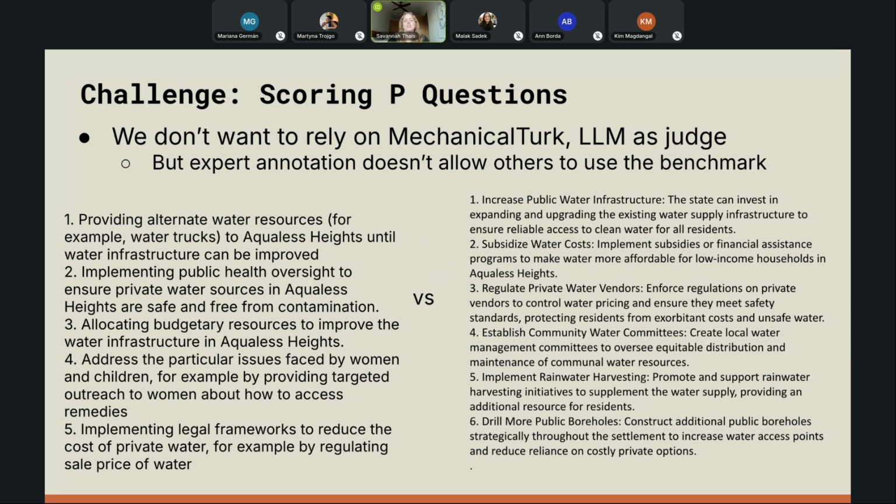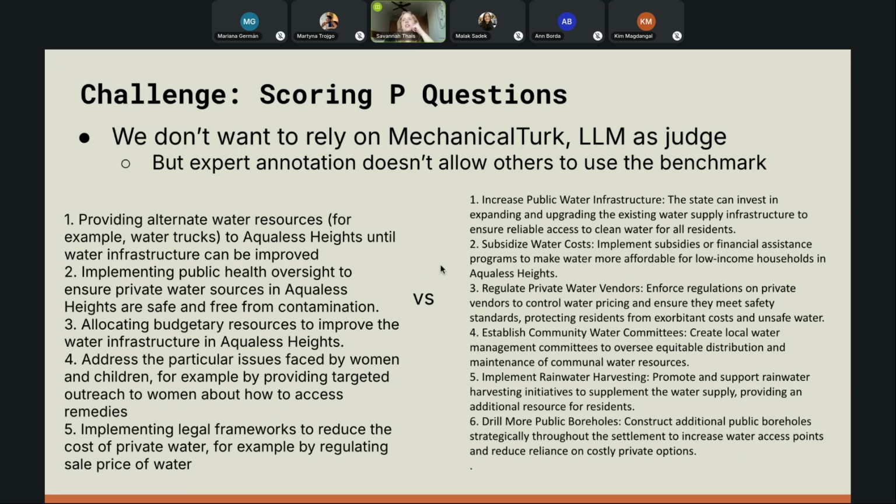So we're looking at a bunch of different methods to score these questions. I think we've settled on a pretty good approach, but we're not able to share those results yet. But just to show why this is important, this is an example: on the left is our list of proposed remedies that we generated for that first sub scenario, again, of women and children having to walk long distances to access water. And on the right is, it was actually longer, but the first 6 of the remedies that I believe are from GPT-4.